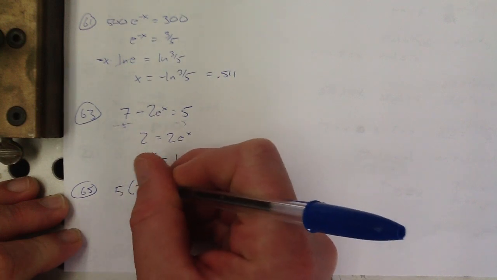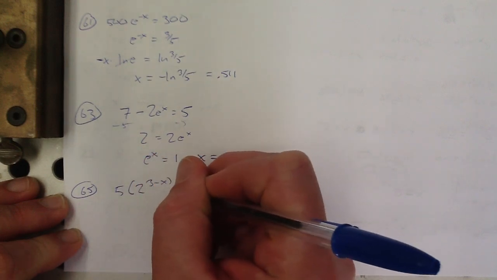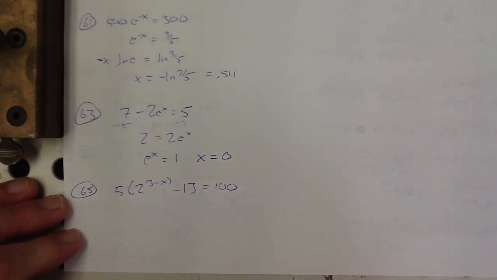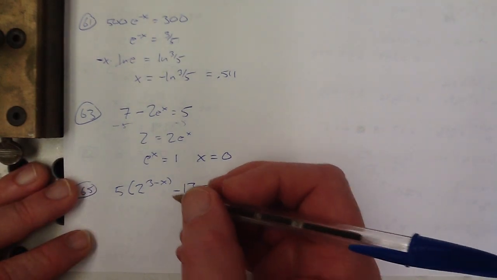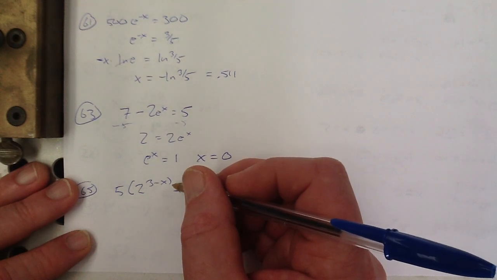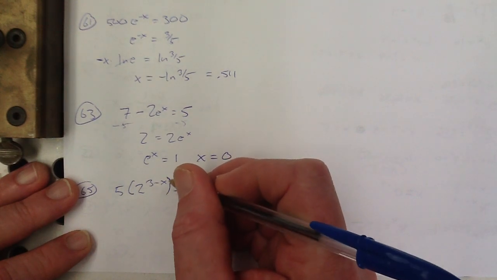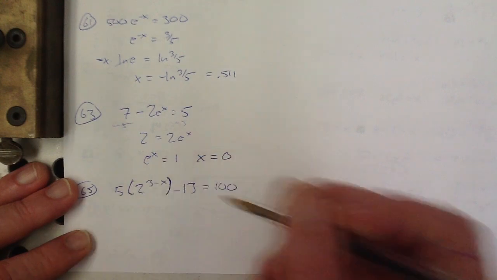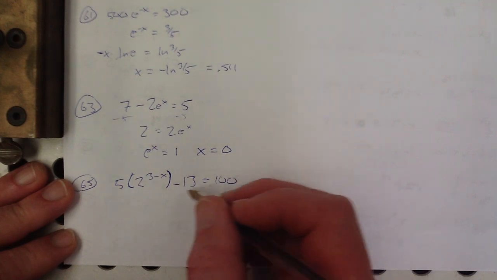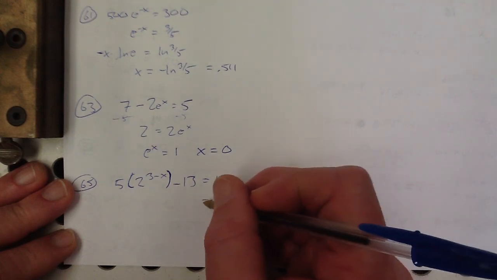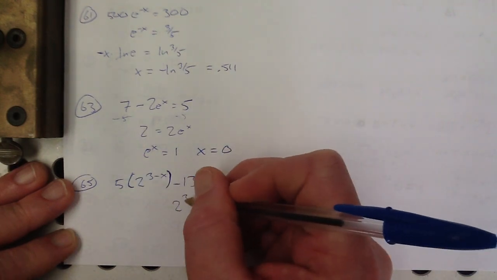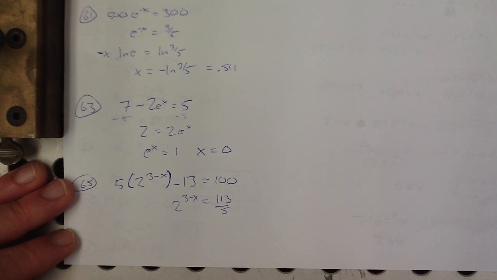Five times 2 to the (3 minus x), minus 13, is equal to 100. I'm missing some. Oh, sorry, that parenthesis there. That's why that looks weird. There we go. So same kind of deal. Going to do some algebra first. Going to add the 13 over here. That gives me 113, and then I'm going to divide by 5, and then 2 to the 3 minus x.